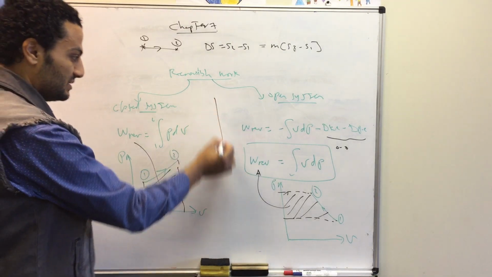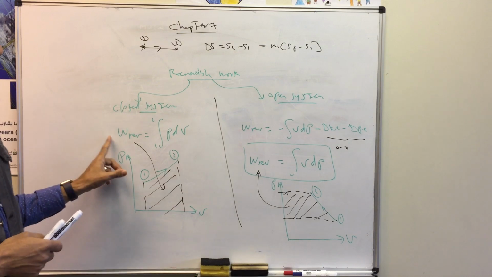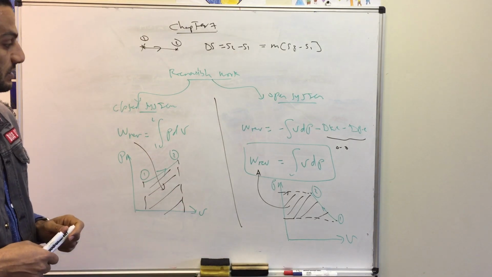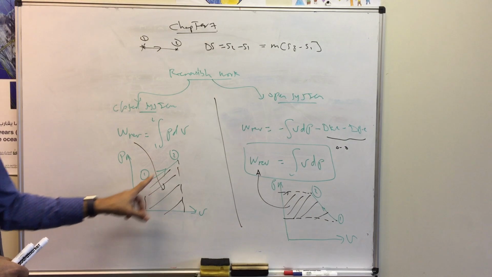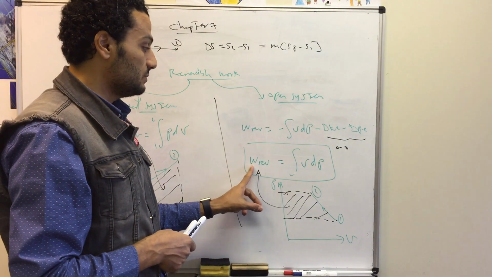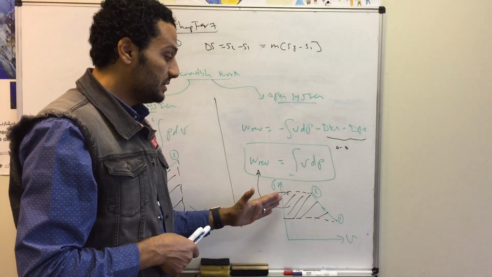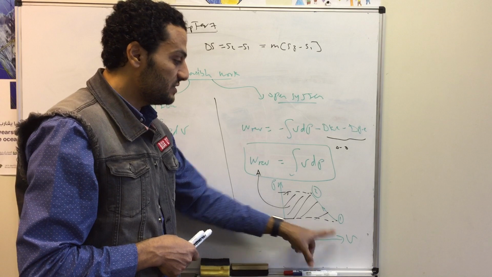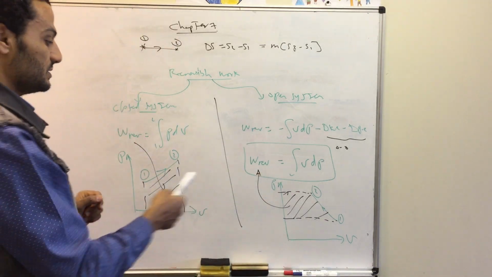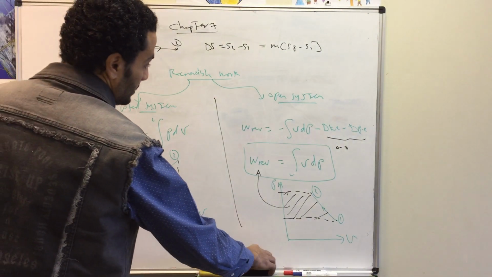And this is the main difference between the closed system and the open system. For a closed system, work is equal to the integration of PdV, and it is equal to the area under the curve on the PV diagram. Here the reversible work is equal to the integration of VdP, and it is represented by the projected area on the VP diagram. This is the area represented by the reversible work in the case of an open system.